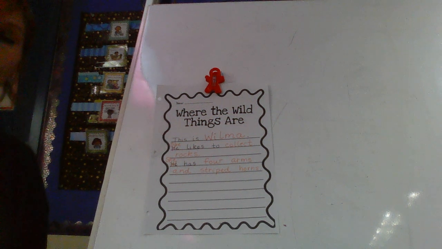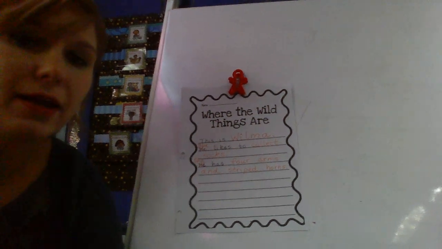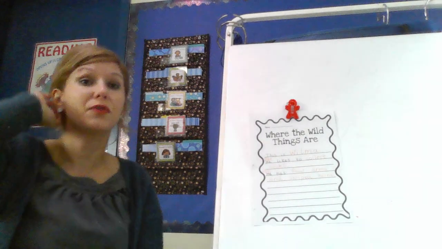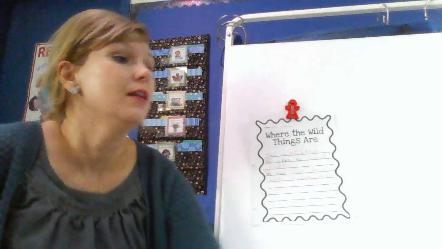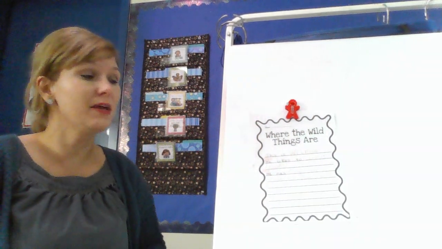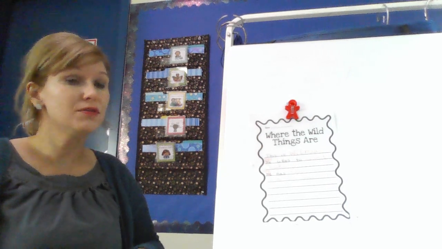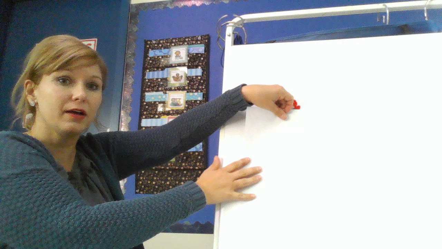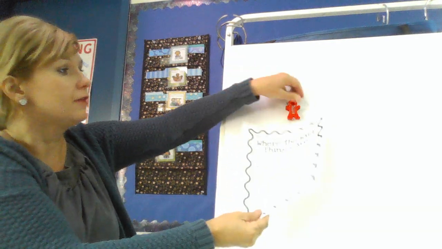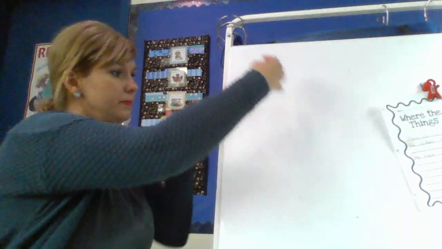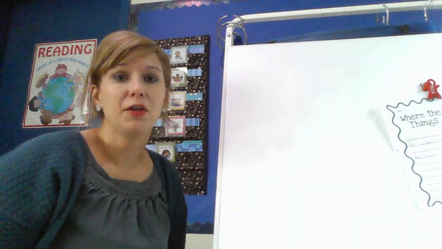Okay, and then once we're done with the writing part, then I want to challenge you to create your wild thing. Now, I realize that some of you may not have white paper at home, and that's okay. If you don't, then you can actually just turn this over, and you can draw your wild thing on the back of this paper. If you do have white paper, I'm going to move this over. You can just get a piece of white blank paper, and you can draw your wild thing.